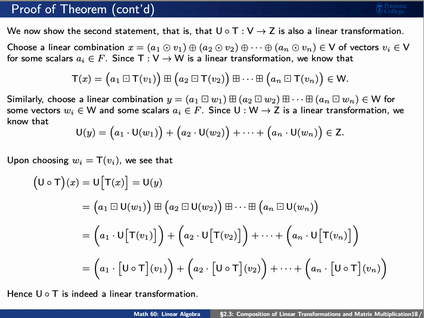Finally, let's very specifically choose each Wi as equal to T of Vi, so that we see now what happens with the composition. The composition U circle T applied to our linear combination X will once again be a linear combination. Since the composition U circle T preserves linear combinations, we see that this composition is indeed a linear transformation.